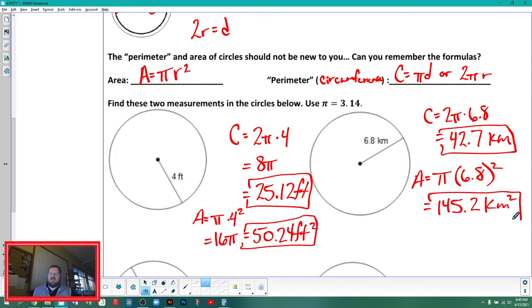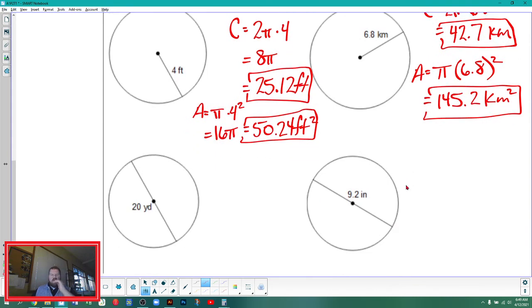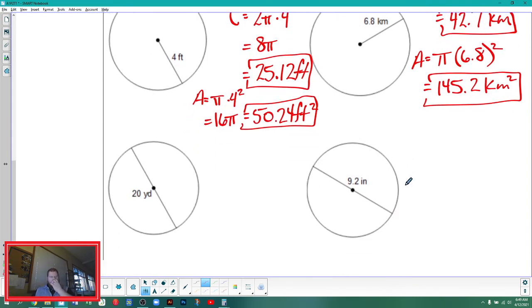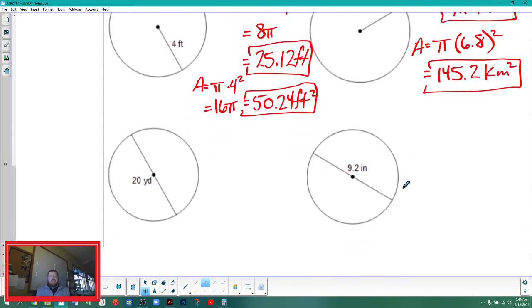Again, these two measurements should not be new. You've probably covered them before. Now, when you get to a problem that gives you the diameter, you have a couple options. Number one is use the diameter formula for circumference. Or you can just always cut your diameter in half and give yourself a radius. This first one, I'll just go ahead and use the diameter formula.